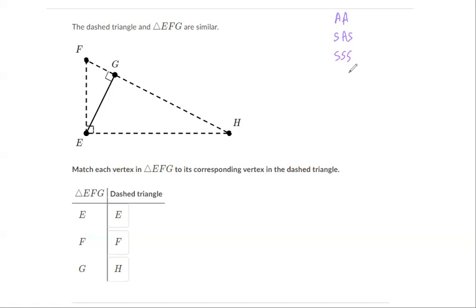Or if you can show two sides are proportional, and the angle in between those two proportional sides is equal, then they will be similar. Or if you can prove all three sides are proportional, then they are going to be similar.